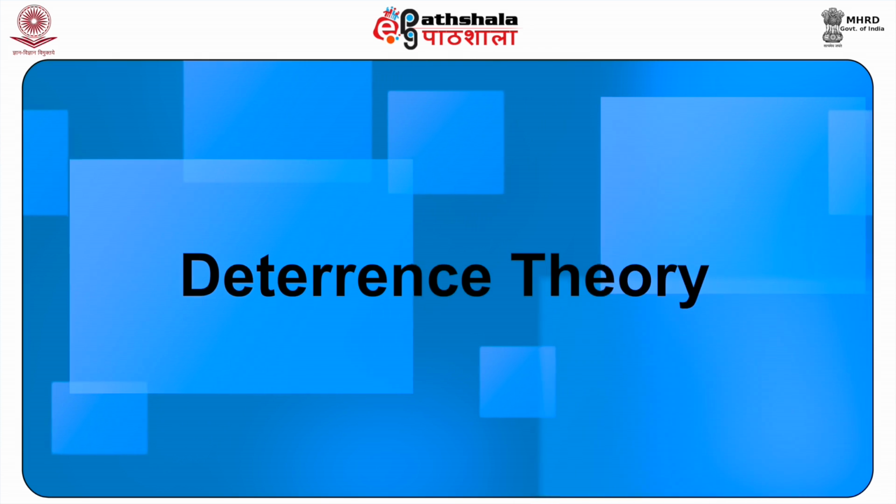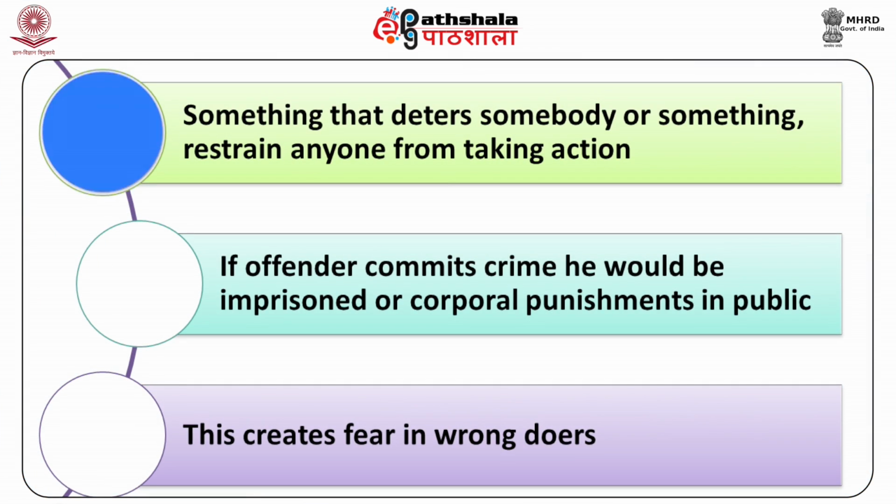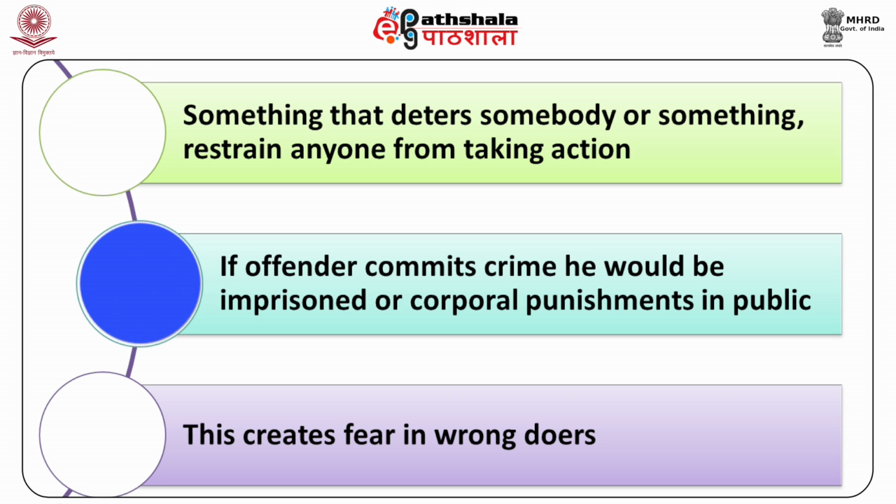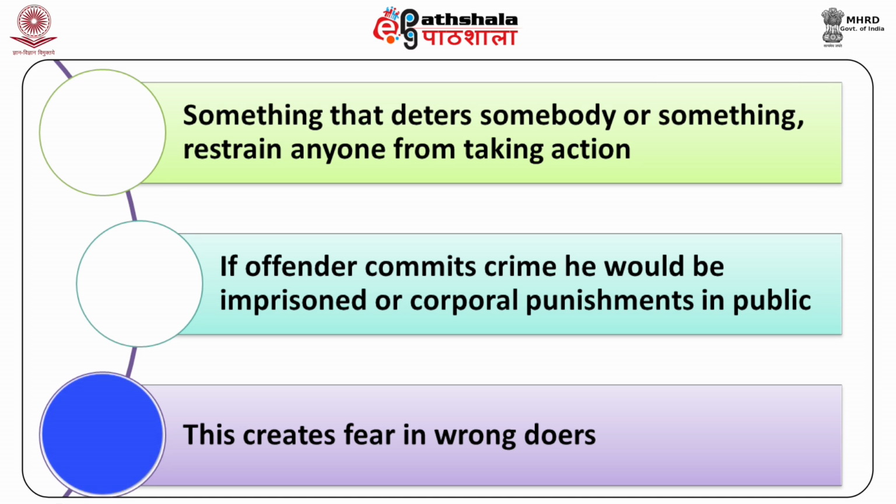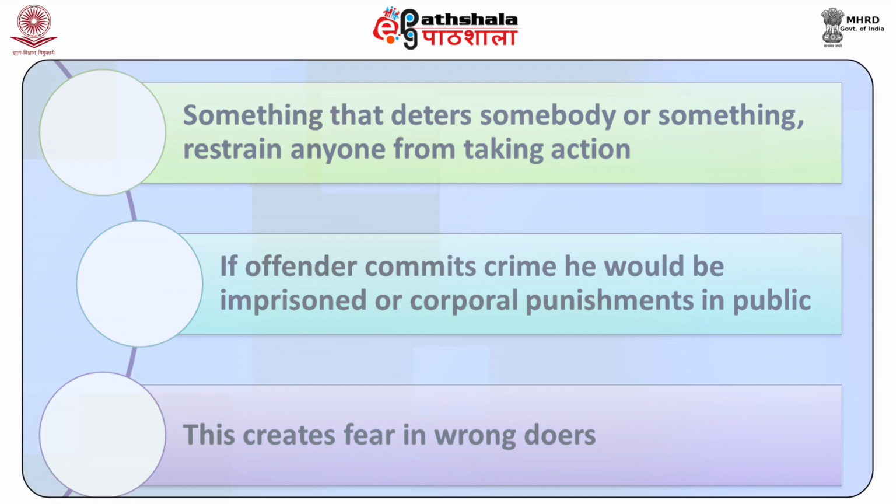The second theory is deterrence theory. Deterrent or deterrence means something that deters somebody or something, restrains anyone from taking action, to discourage somebody from taking action, or prevent something from happening, especially by making people feel afraid or anxious. It cautions offenders that if he commits a crime, he would be imprisoned or given corporal punishment in public. This creates fear in wrongdoers.